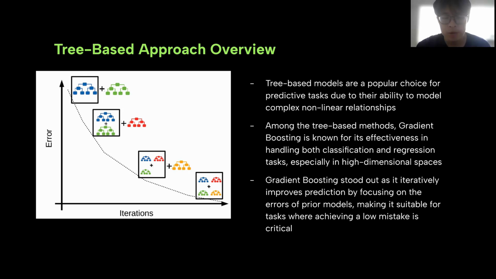It works by learning from the errors of previous models, making it an excellent choice when minimizing mistakes is critical. This method also stands out in competitive machine learning environments for its scalability and precision, leading us to focus on specific frameworks like CatBoost, XGBoost, and LightGBM.